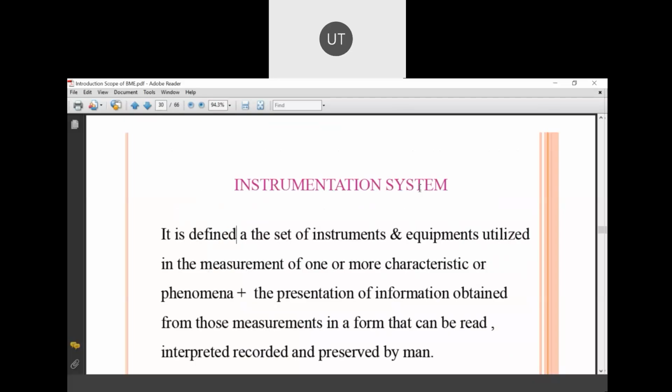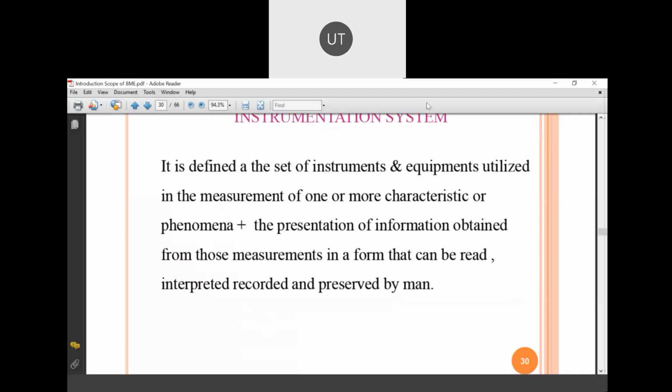Now then, the instrumentation system we are going to apply. What is our instrumentation system? This is already covered, it is measurement and control. So we can have a set of instruments and basically the equipment that is utilized in the measurement of one or more characteristics or phenomena and presentation of the information obtained from those measurements in a form that can be read or interpreted or recorded and preserved by man.